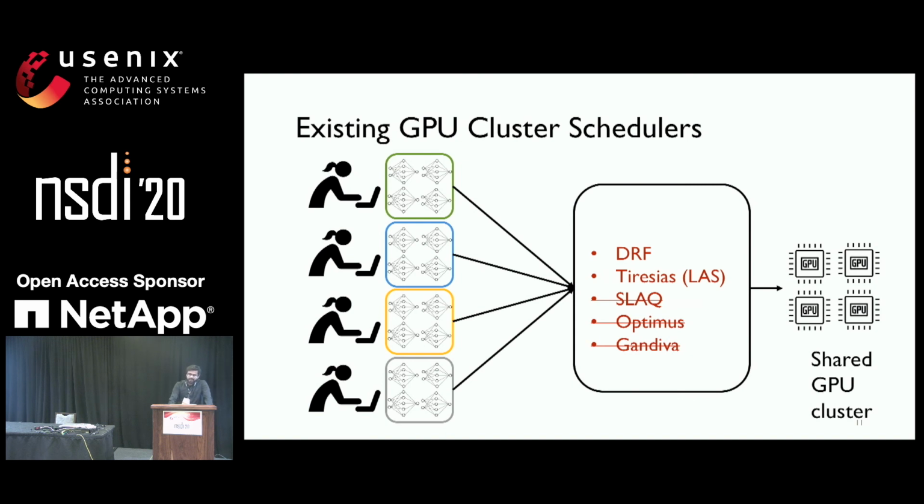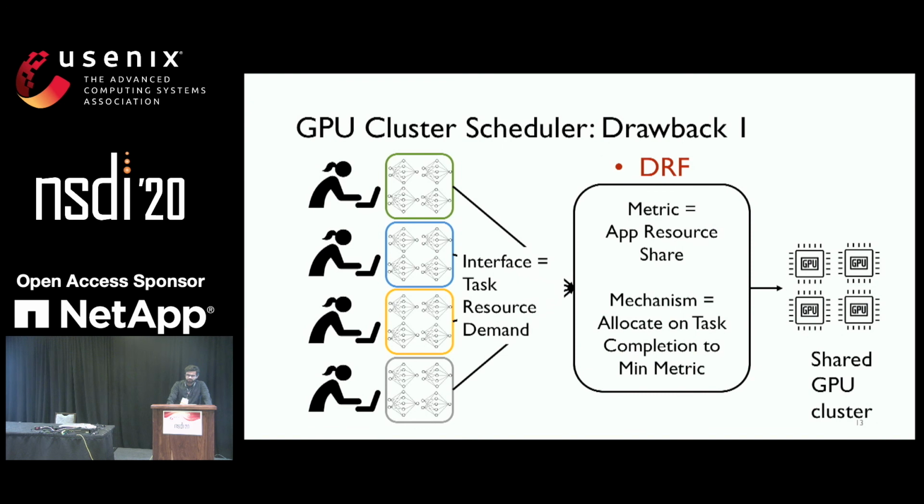Of these, Slack, Optimus, and Gandiva have a different goal and do not directly address sharing incentive. DRF and Tiresias are fair schedulers that come close to providing sharing incentive. However, they have drawbacks as they do not account for properties unique to deep learning apps. We first look at DRF and its drawbacks.